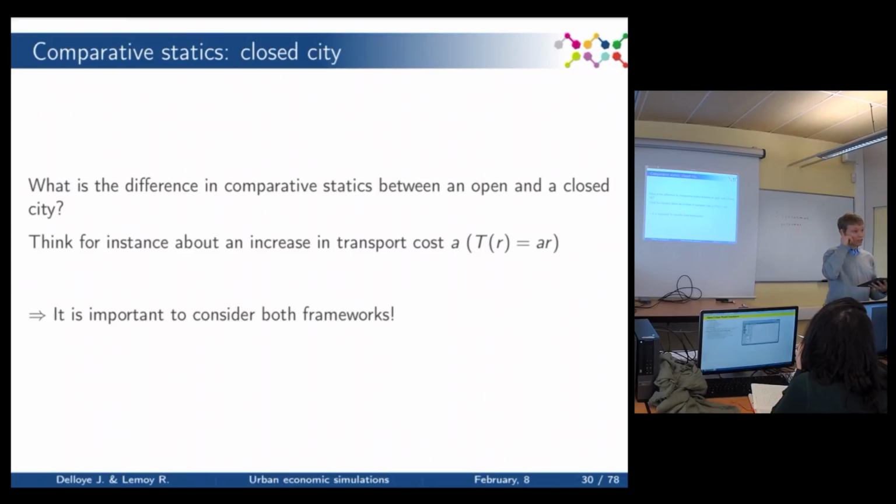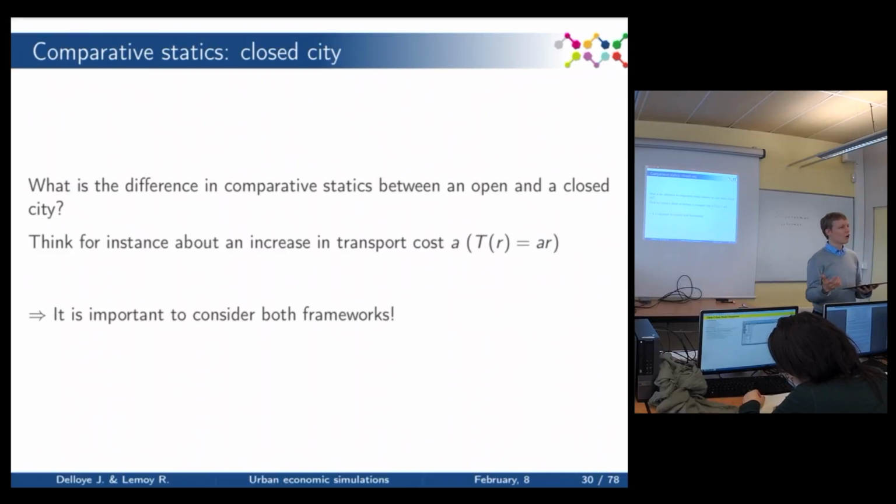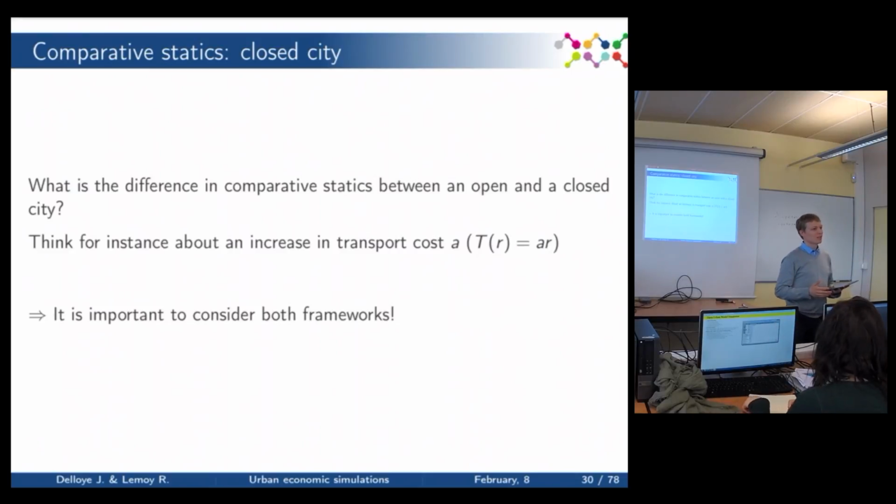So, the conclusion is it's important to consider both frameworks, because if you imagine that in a real city you have the transport cost increasing. Imagine that, for instance, you have no more oil because peak oil is past. Then car drivers have to pay a lot more to drive to the city center. What happens to a real city in this case?